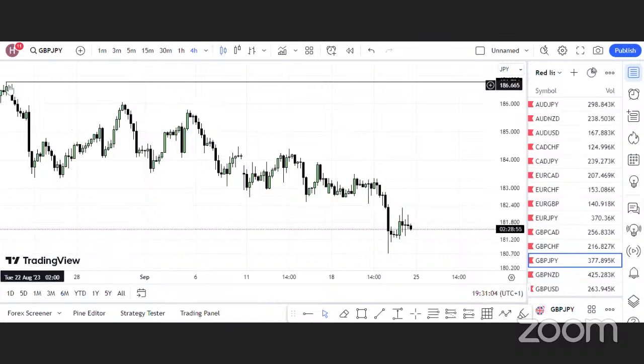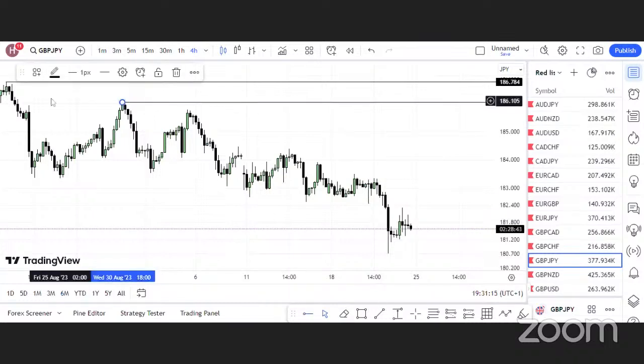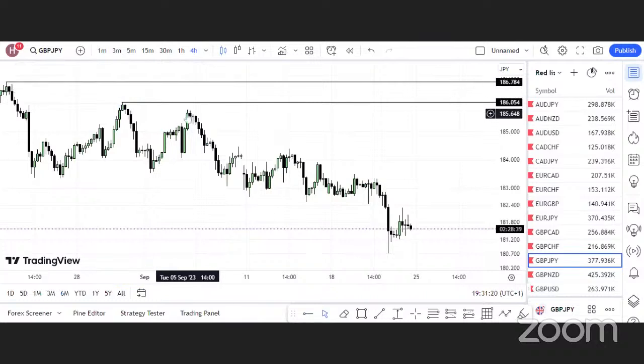This is the highest price on the market. And then we have this high also. This is the highest high. We have this high, and then we have this also.